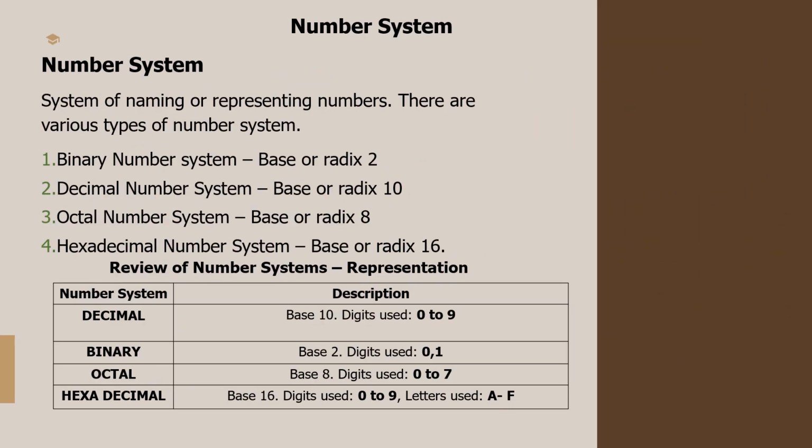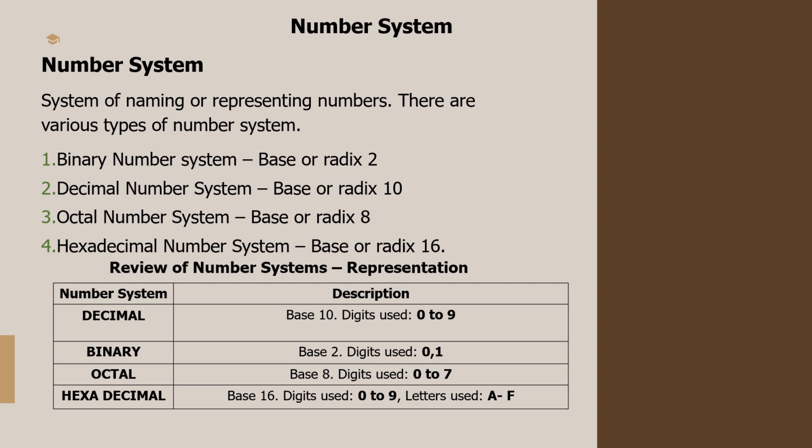Number system. Number system, that is, the system of naming or representing numbers. There are various types of number systems. The first one is the binary number system. Its base or radix is 2. Decimal number system, its base or radix is 10.